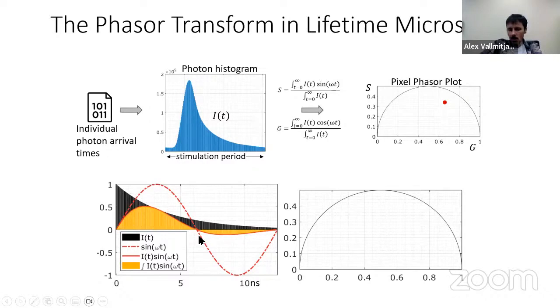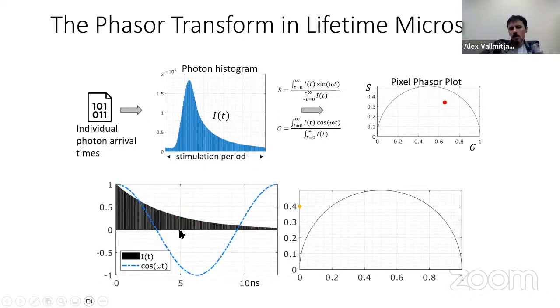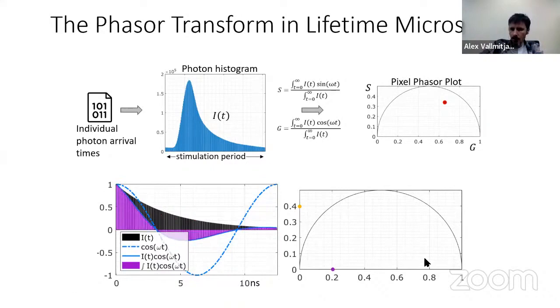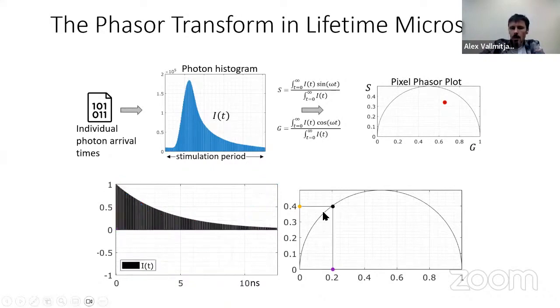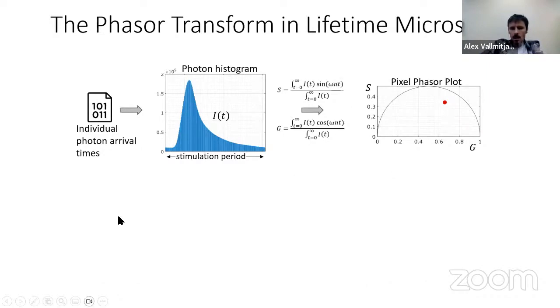The area under the curve is your integral, and this area is a number that goes to the phasor plot, and that's your vertical coordinate. You do the same with the cosine function: the product, the integral, and its some coordinate, and that would be the phasor coordinate of this decay under this phasor transform. Now, I'm going through this because if you notice, I fit the sine and cosine function once in the window.